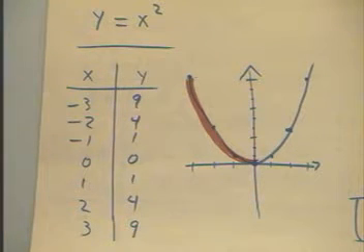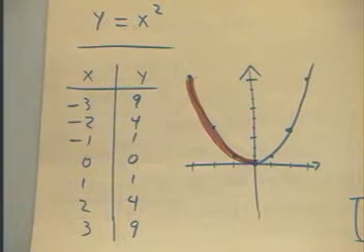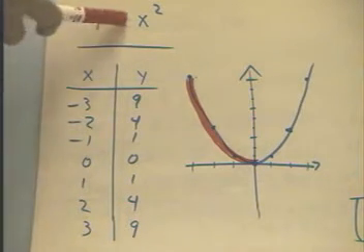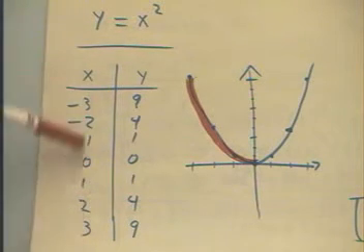One of the most important and versatile functions in mathematics is the squaring function, y equals x squared. It's a very important function in the process of modeling things mathematically. Let's look at how we get a table for y equals x squared. Now this is familiar to everybody.